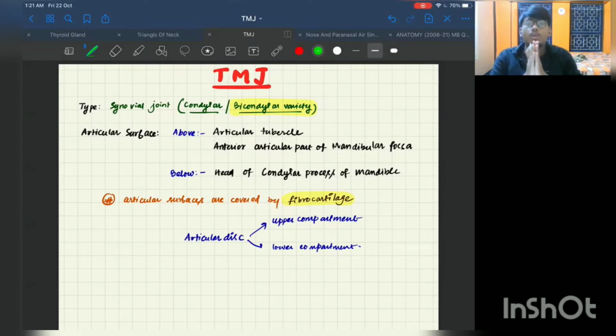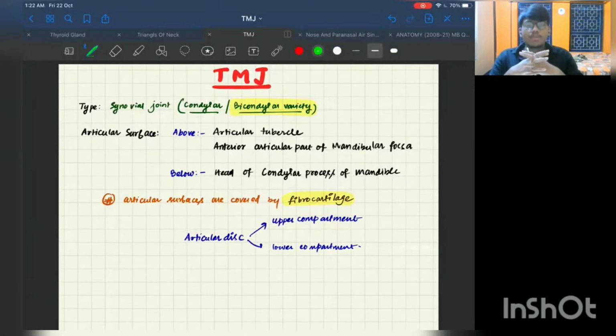Today, my topic of discussion is the temporomandibular joint. From the name itself, you can clearly make out that this means a joint between the temporal bone and the mandible bone. So the bones involved are temporal and mandible.